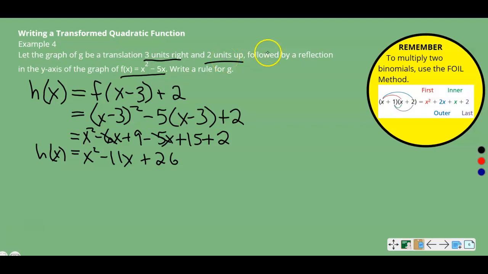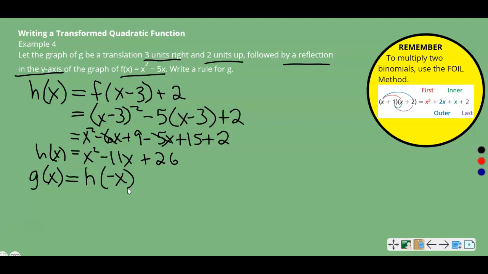All right, now it says followed by a reflection of the y-axis. So now we have to do something else. So g of x is going to be the function we just looked at, which we called h, and to have a reflection across the y-axis, that means the negative is inside your parentheses. All right. Now, how do we do that?